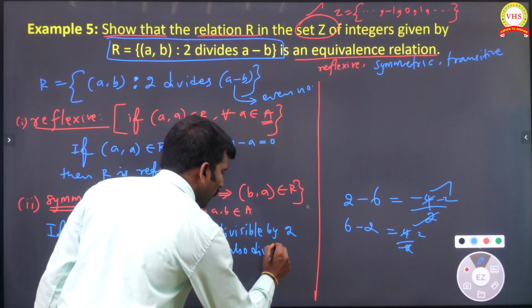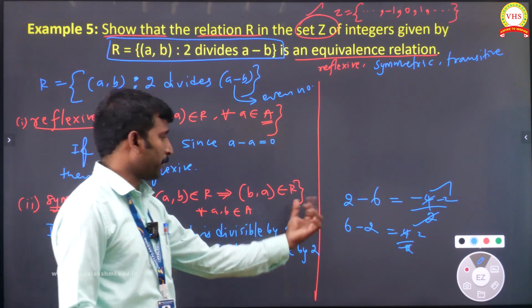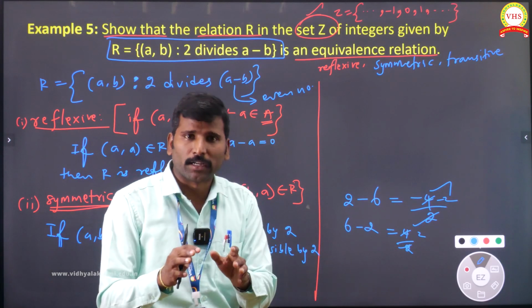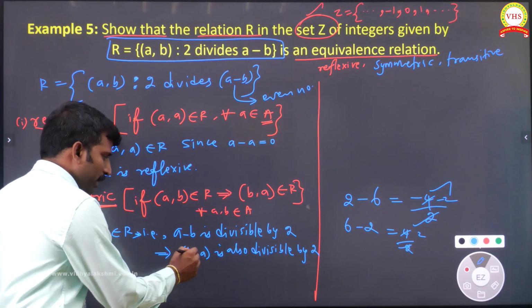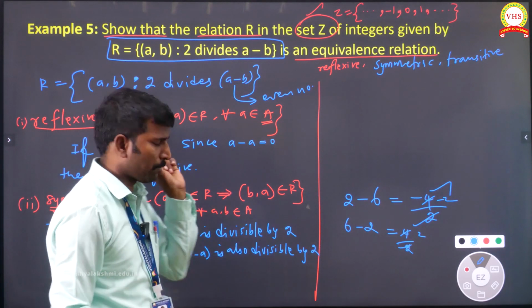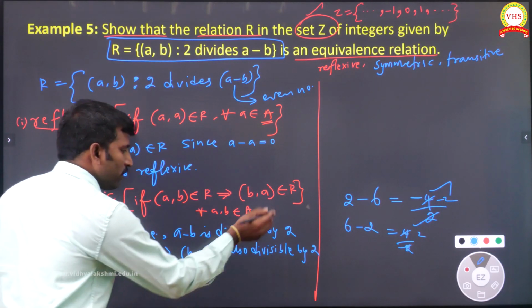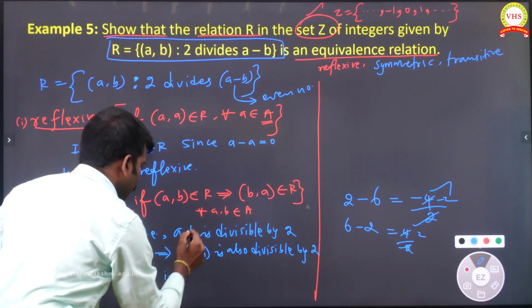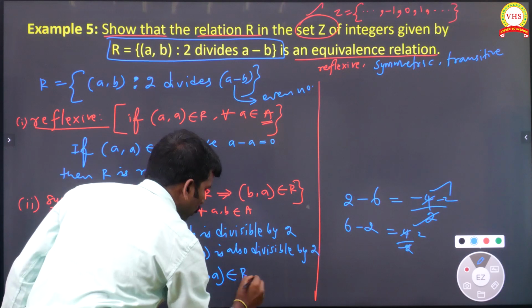Am I right? If you change the order, the subtraction will give either positive or negative, but the outcome is what? Even. An even number will be divisible by 2. So b minus a is also divisible by 2, because b minus a is an even number. So you can write b minus a is divisible by 2, in the sense surely it will be in the relation R. So you can write that b comma a belongs to R.